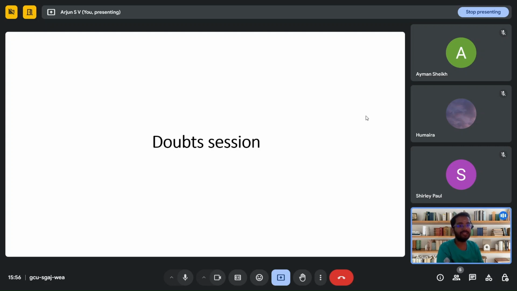Let's say they ask a question like, how many bases are there in DNA? You know it's adenine, guanine, thymine, and cytosine. So there are four bases, and you have to type four in the box. That's how it works.